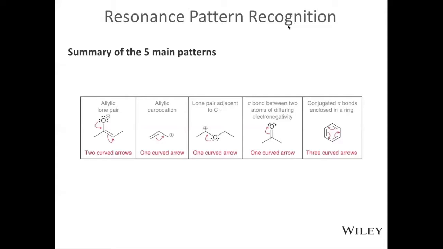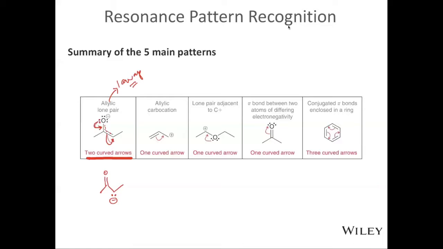A summary of the 5 main patterns that we see in resonance structures. The allylic lone pair. In this case, we're going to use 2 curved arrows to bring the 2 electrons off of the oxygen, the lone pair, down to form a double bond in between the oxygen and the carbon here. So the new double bond is going to go right here. And then in return, this double bond, this pi bond, these 2 electrons have to hop up onto the carbon. So if I draw the product of those 2 arrows, it will look like this. That's when you have an allylic lone pair. Remember, allylic means one away from a double bond.